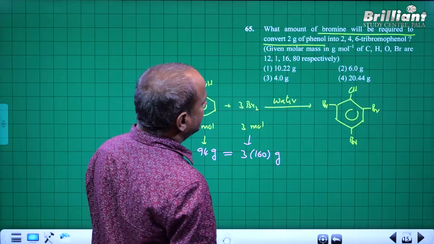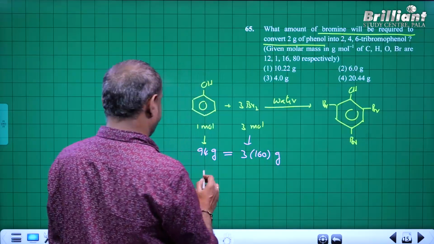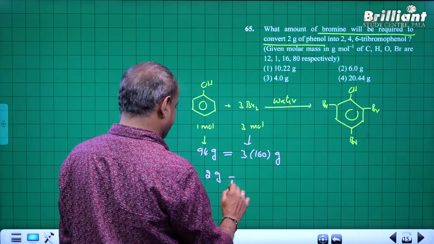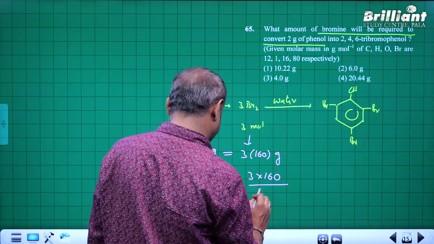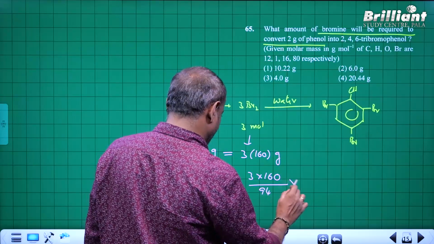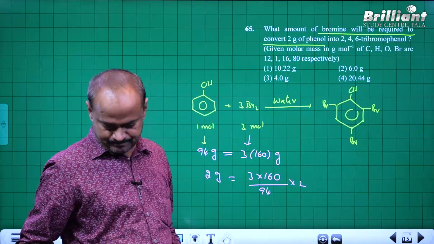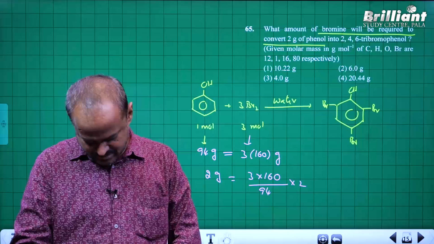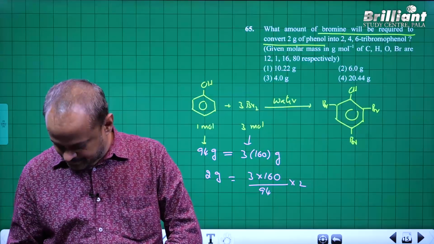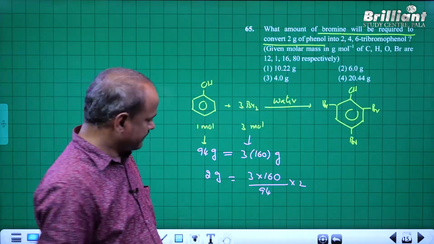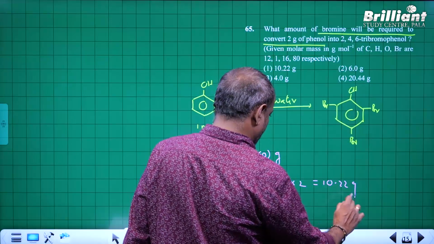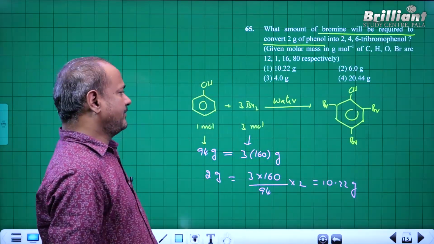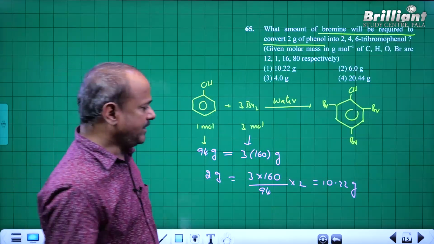Then 2 grams react with, therefore 2 grams react with 3 into 160 by 94 into 2. Gives around 10.22. Okay. So that is stoichiometry only.